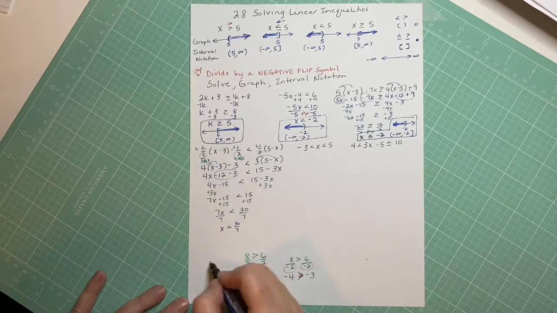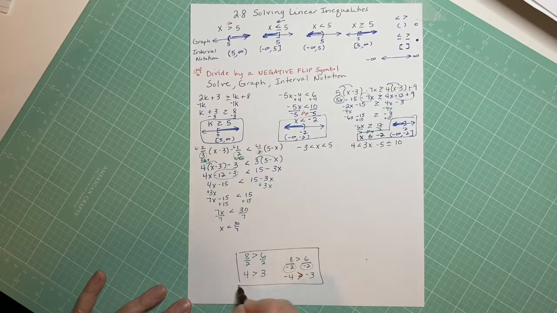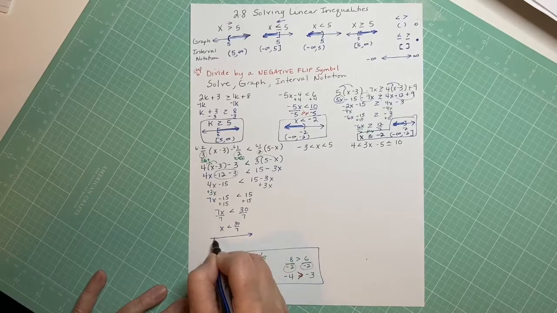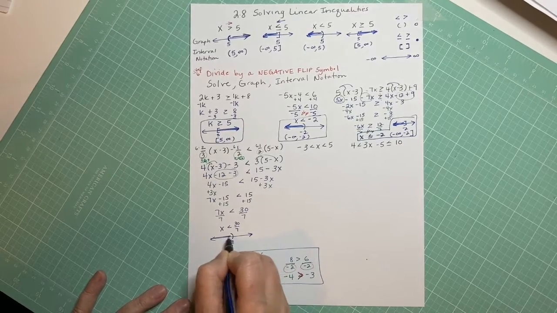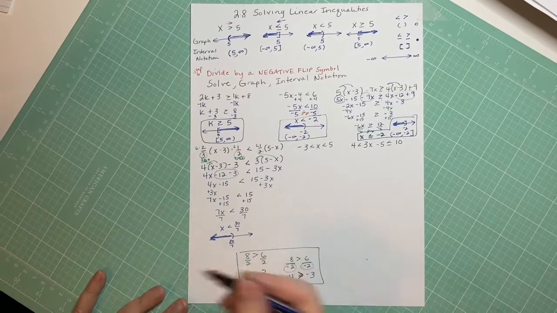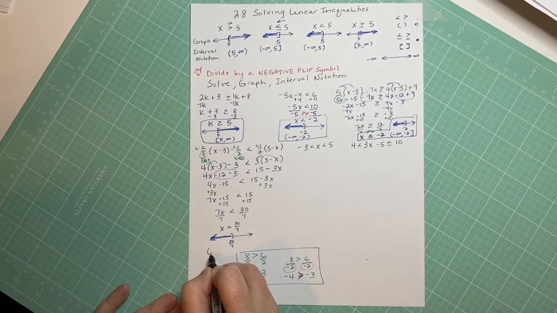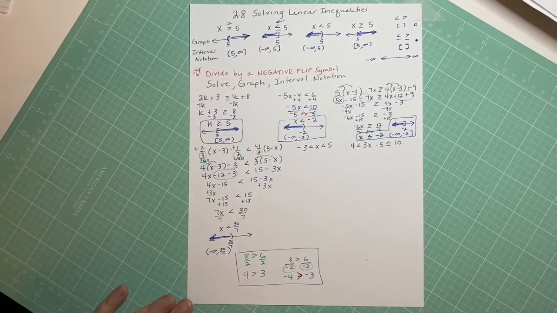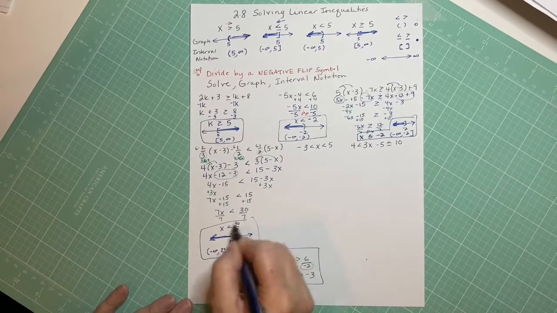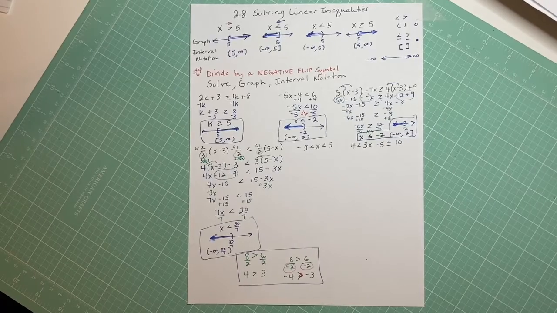So we solved it. Let's mark this out. We solved it. And then to graph a fraction, you're just going to do a parentheses at 30 over 7. And it's shaded to the left because that's the way it's pointing. And then interval notation is negative infinity to 30 over 7. So those are your 3 answers.